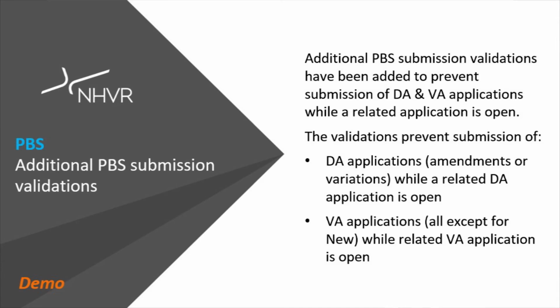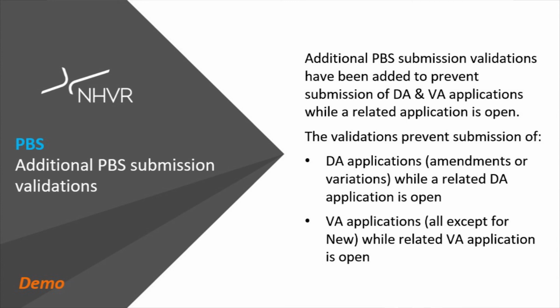And then the final one is a couple of additional validations. In previous releases, you've seen that when you're putting in a VA application, you have to have a valid DA that's been issued to look up and associate the VA application to. So we've put in a couple of other validations, a little bit similar, but an extension of that. We're now preventing DA applications for amendments or variations, or VA applications for any type except for new, from being submitted if they have a related application, DA or VA, open.